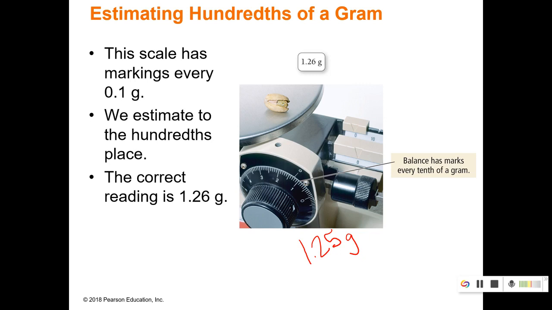It's okay if your estimated digit doesn't match exactly. The certain digits do need to match because you need to be able to read the instrument properly, but the estimated digit, as long as you have one, it's okay.